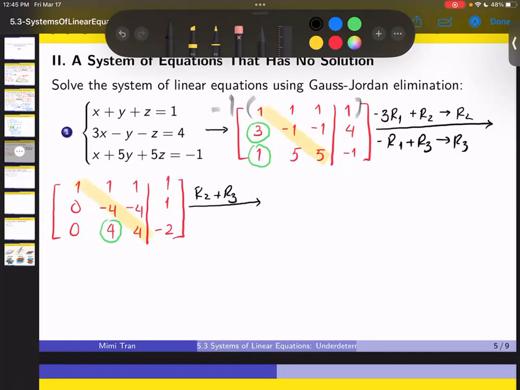R2 add R3, give me new R3. Thank you. The first 2 rows stay the same. 1, 1, 1, 0, -4, -4, 1. 0, -4, +4, 0, 0. And the right hand side, 1 minus 2 is -1. You see something wrong with the last row.